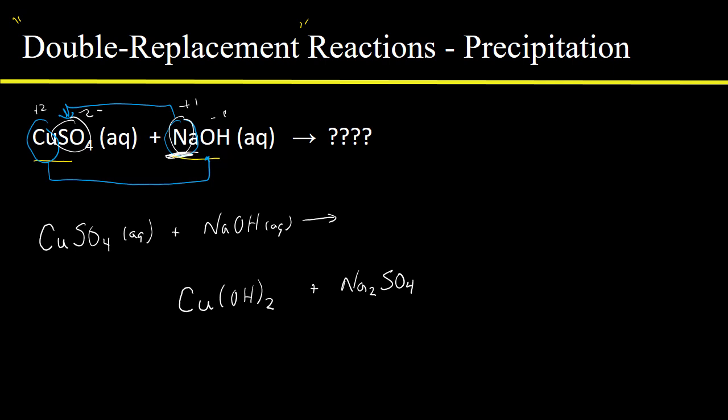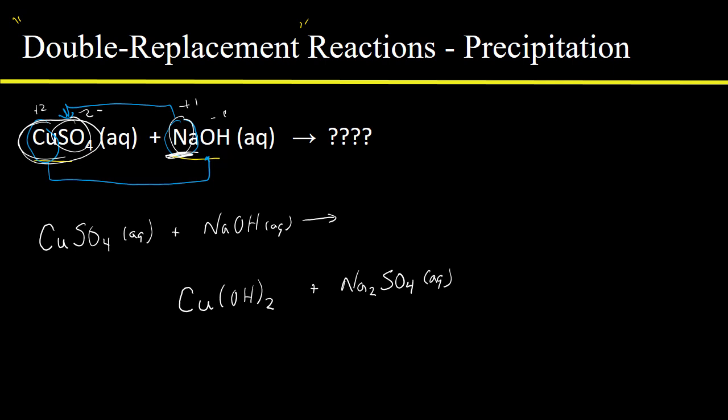All group 1 compounds are soluble, so anything with sodium is going to be soluble. For this one here, the copper sulfate, we know that most sulfates are soluble except for a handful over in group 2, calcium and barium and strontium. Okay, so those are both soluble. For our products, sodium sulfate, that's easy. All sodium compounds are soluble, so that's going to be aqueous.